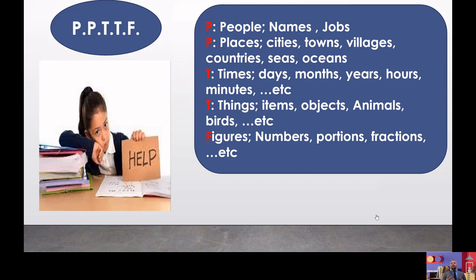It's about 3, and so on. You will ask them, I mean, days, minutes, and so on. Things, items, objects, animals, birds, and so on. Figures, F means numbers in letters, numbers in figures. Portions, I mean percentages, fractions, whatever, decimal numbers, whatever.